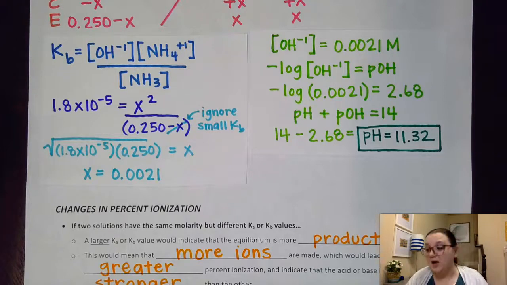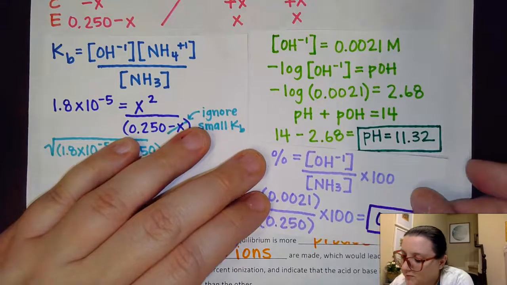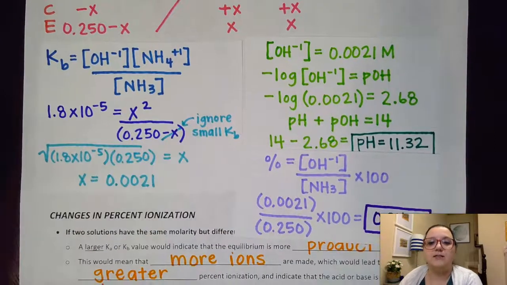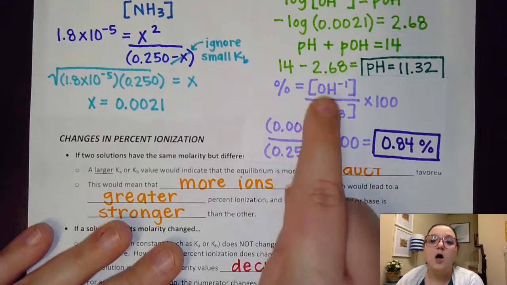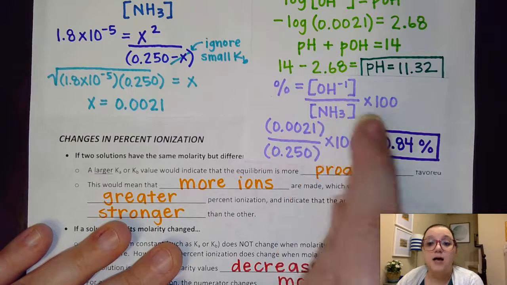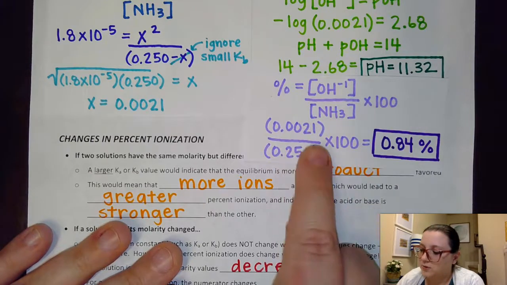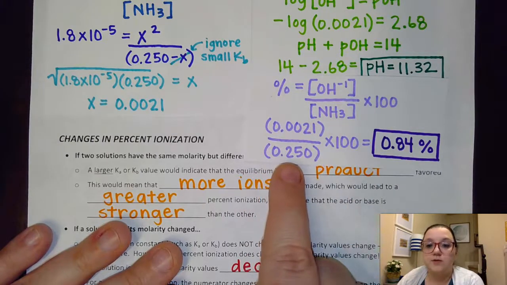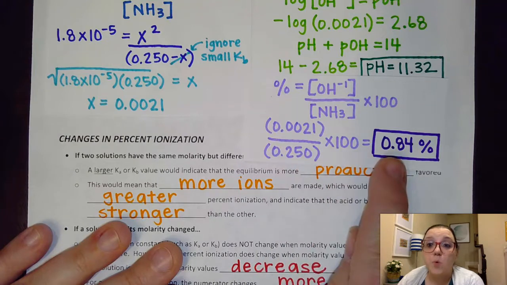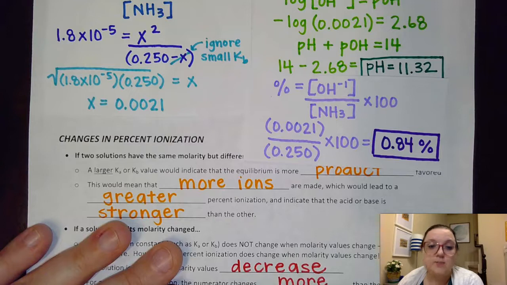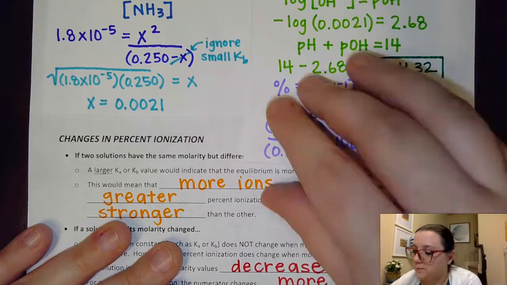Now, once I have that pH, I can now work to solve my percent ionization. Here, what would happen is your percent ionization would be your hydroxide over that original ammonia times 100, so 0.0021 over the 0.250 times 100 to give 0.84% for the ionization. So again, incredibly small, just like we saw a minute ago.